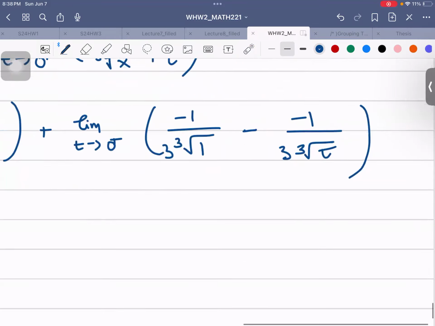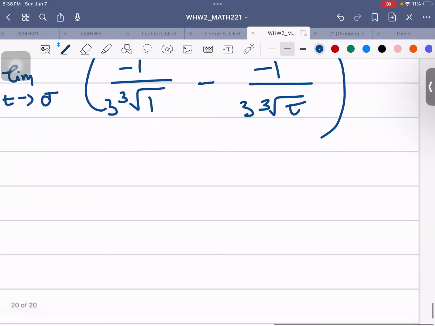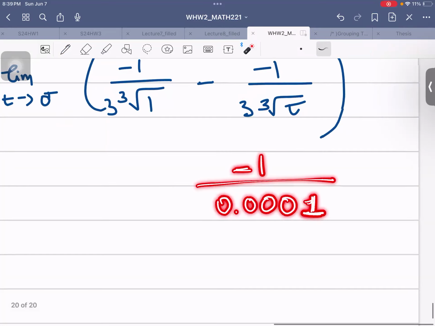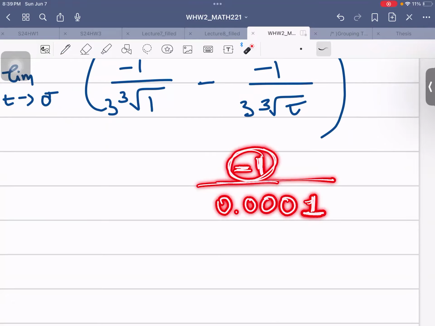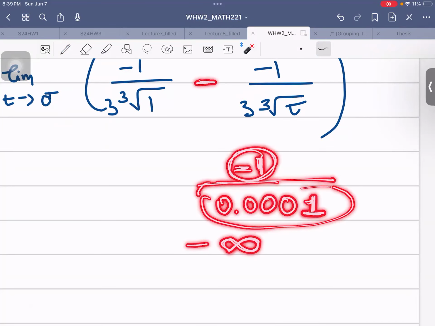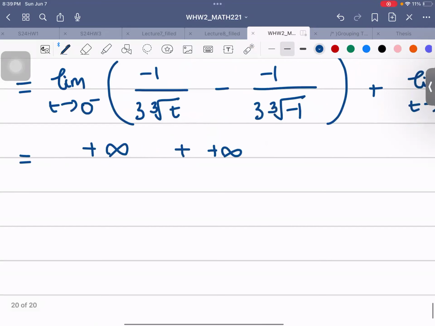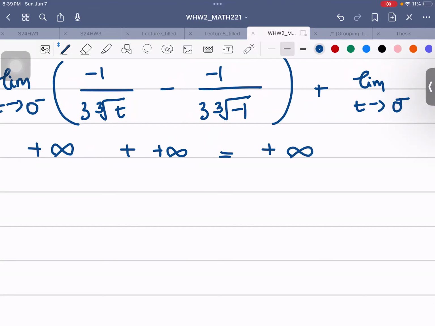The same thing for this one. When t approaches 0 from the right, you have negative 1 divided by something really, really small, but on the right side of 0. So you have a negative number divided by something really small, you're going to have negative infinity, but with the plus sign over here, you have positive infinity. So at the end, your final result will be positive infinity.